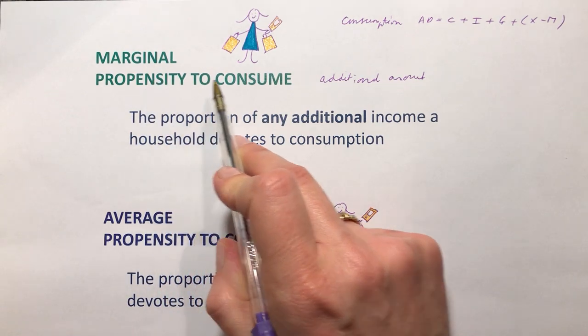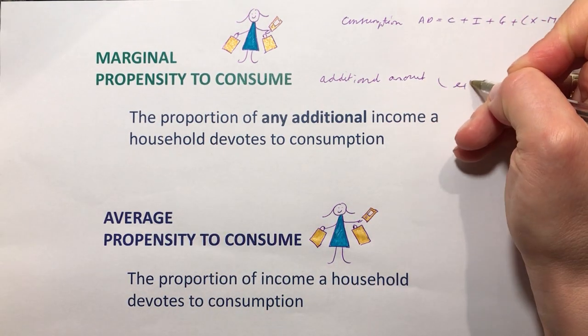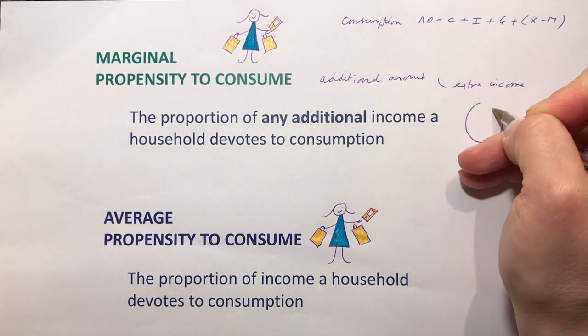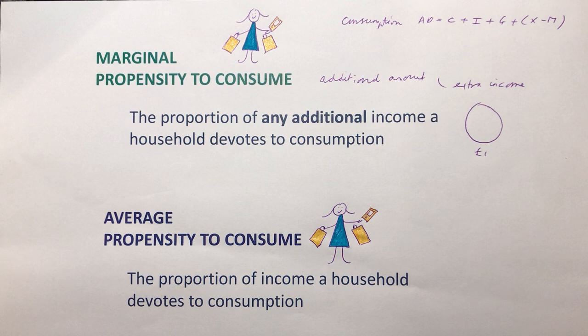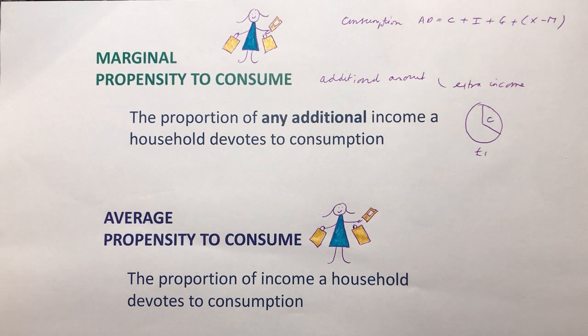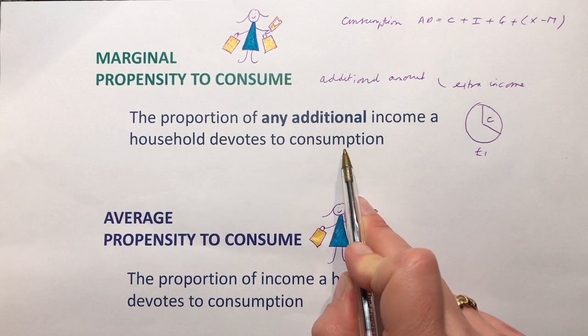So the marginal propensity to consume, this is where you have some extra income, and it's looking at, from the extra income, if you imagine that you have £1 extra, what proportion of that, so like in a pie chart, maybe this proportion, do you use on consumption? Because there are other things that you can spend your additional income on. How much of your additional income are you spending on consumption? So that's the marginal propensity to consume, the proportion of any additional income a household devotes to consumption.